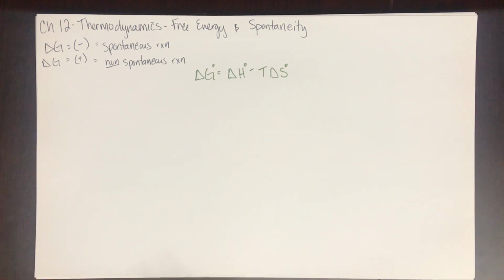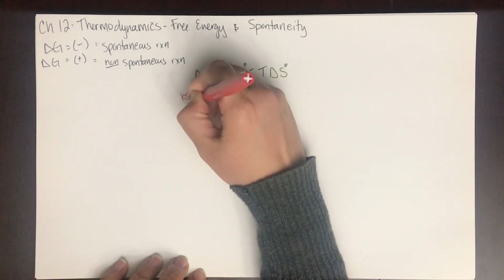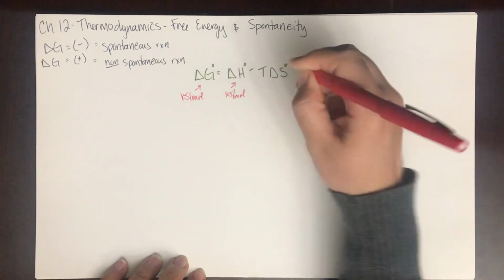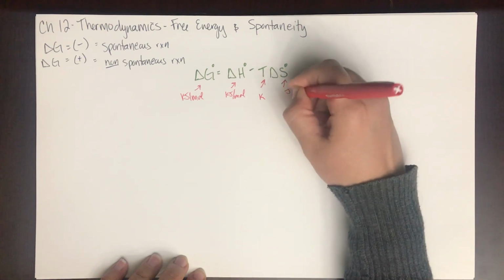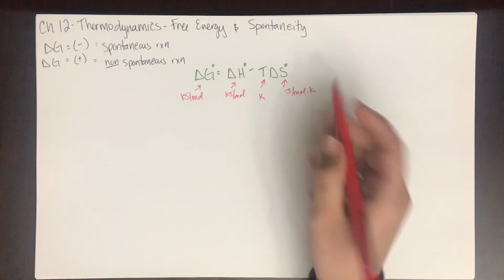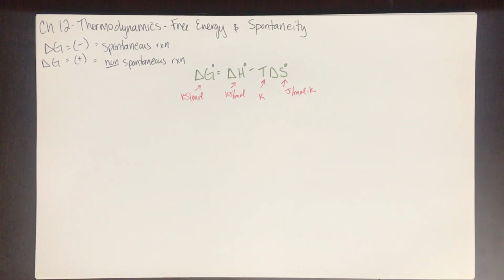Another thing to pay attention to again is the units. Delta G is going to be in kilojoules per mole. Delta H is going to be in kilojoules per mole. T has to be in Kelvin. Delta S is going to be in joules per mole Kelvin. So this is a big thing to pay attention to, is that delta S is going to be in joules. Everything else will be in kilojoules.